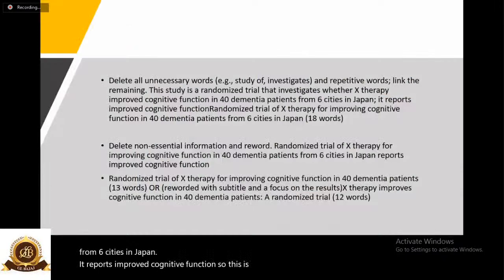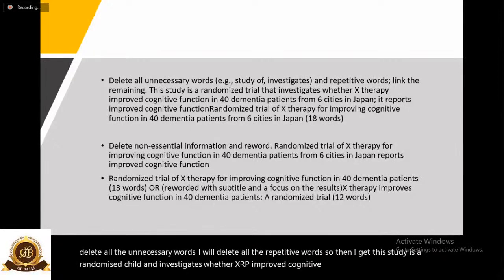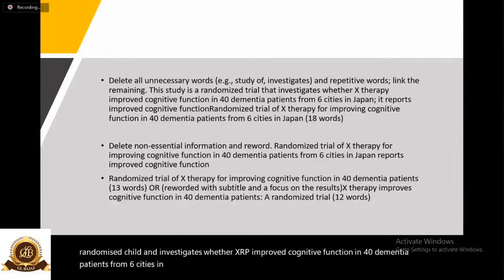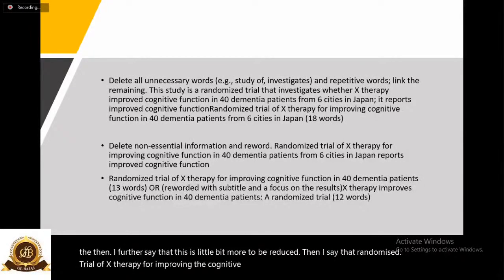Now I'll reduce it further. So I'll delete all the unnecessary words. I'll delete all the repetitive words. So then I get, this study is a randomized trial that investigates whether X therapy improved cognitive function in 40 dementia patients from 6 cities in Japan. Okay, then I'll further improve it and I get 18 words. Then I say that this can be reduced a little bit more. Then I say: randomized trial of X therapy for improving the cognitive functions in 40 dementia patients, 13 words. Then much more refined, 12 words.